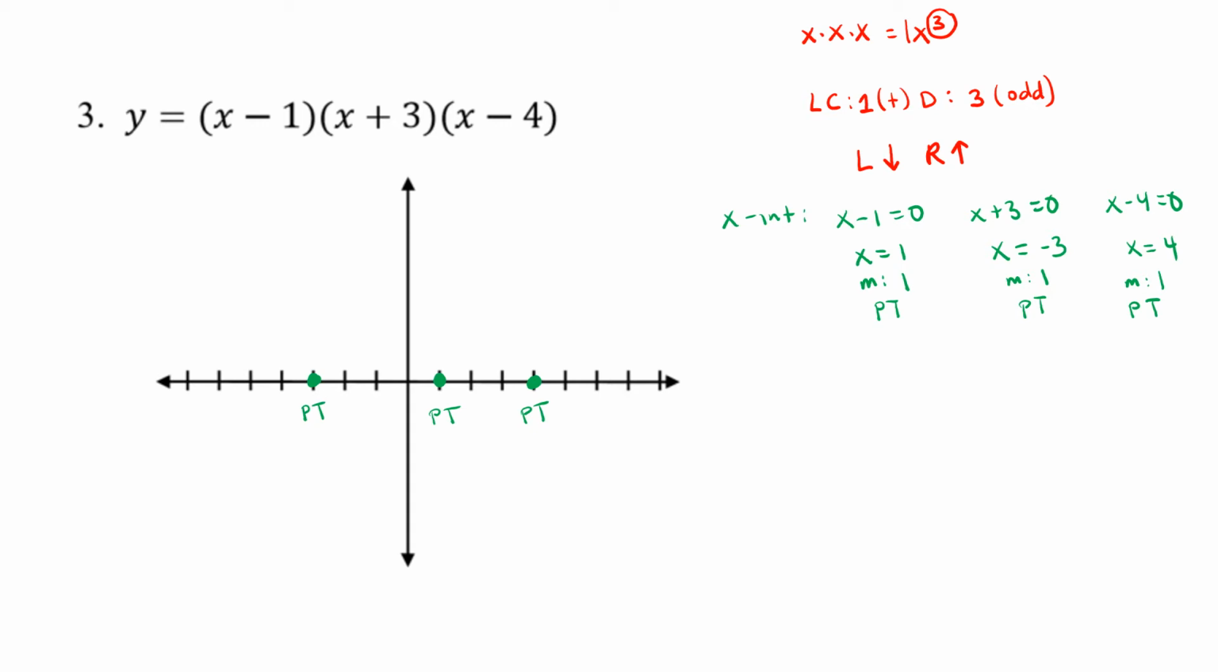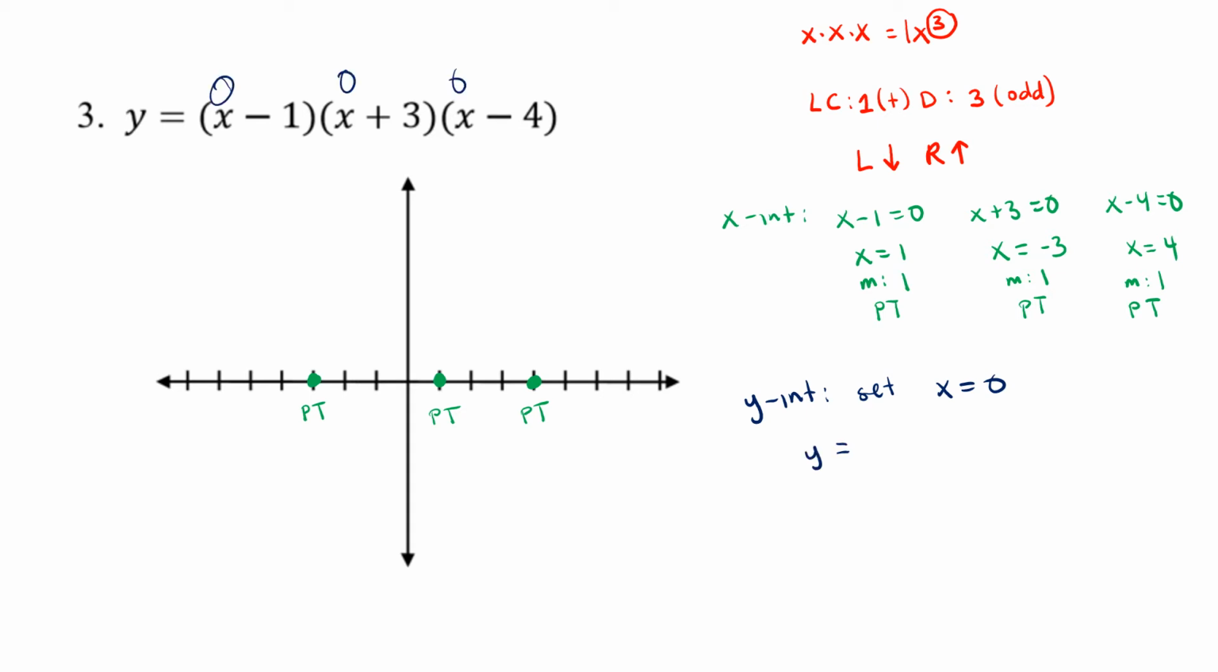X-intercepts are done. To finish off this graph, the last thing we need to do is find the y-intercept, and you have to make sure you find the y-intercept. Do not skip this step. To find the y-intercept, we let x equal 0, or we set x equal to 0. Again, what we do is we substitute 0 in for x in all of these equations here, and we can simplify.